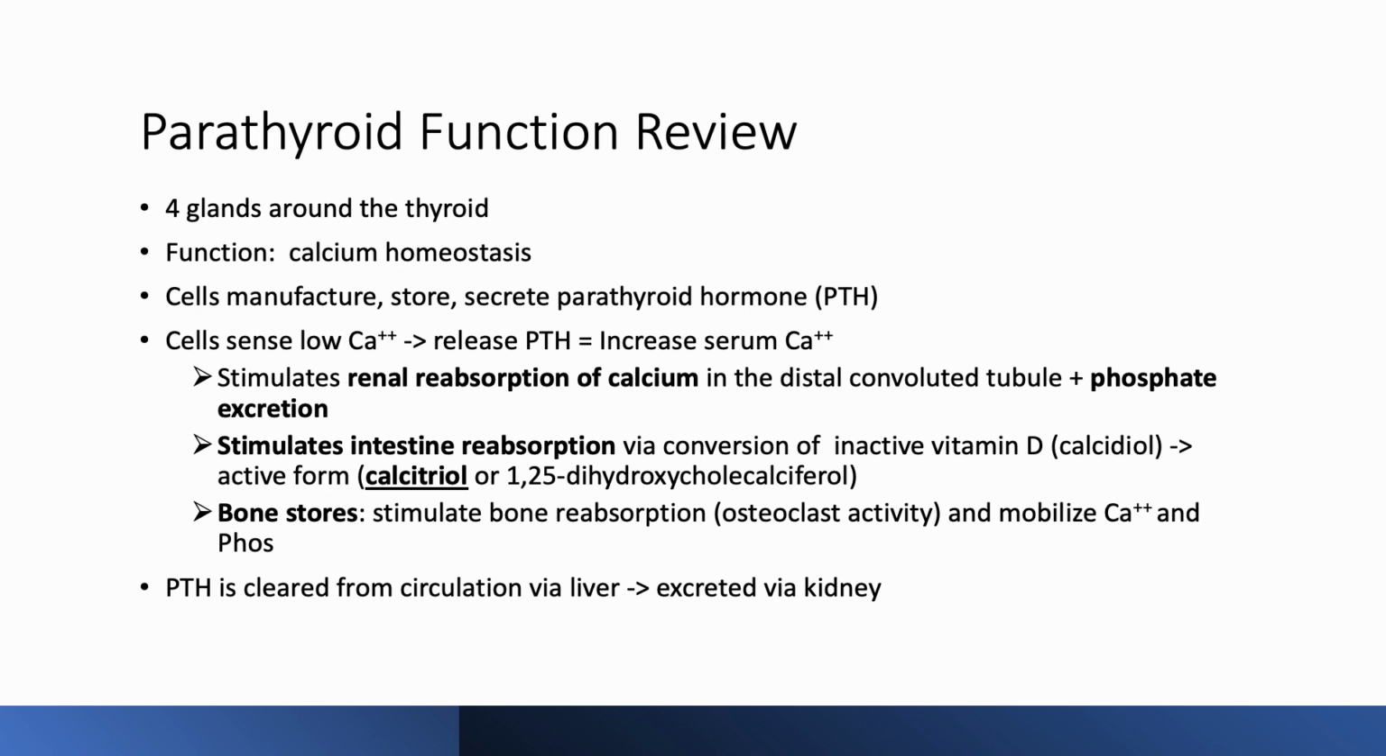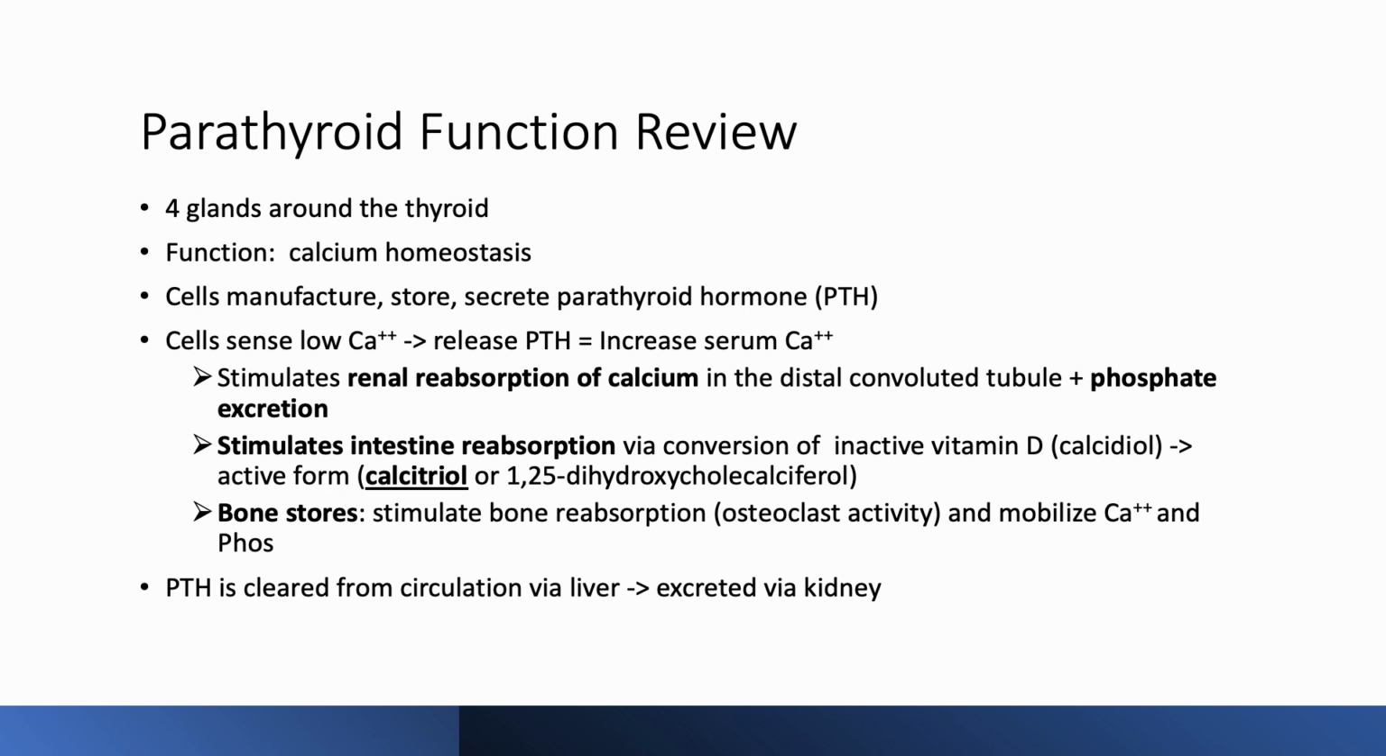It also increases calcium absorption from the intestine by stimulating the formation of active vitamin D. It also goes out and mobilizes calcium and phosphorus from bone stores. Okay, so it will stimulate that osteoclastic activity. Excess PTH is cleared from our circulation via the liver, and then it's excreted through the kidney when all is working well.